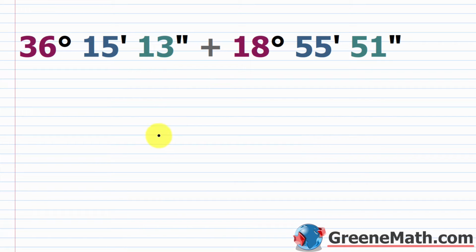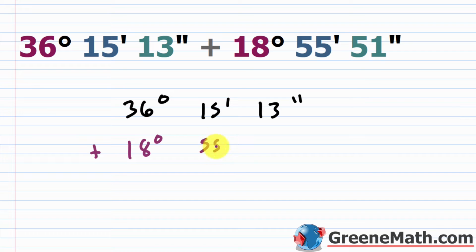So we're going to start out with a column for degrees. So we're going to say 36 degrees. Then you'll have a column for minutes, so 15 minutes. And then you're going to have a column for seconds, so 13 seconds. Okay, let me slide this over a little bit. I'm going to put plus, let's go 18 degrees, then 55 minutes, and then 51 seconds.